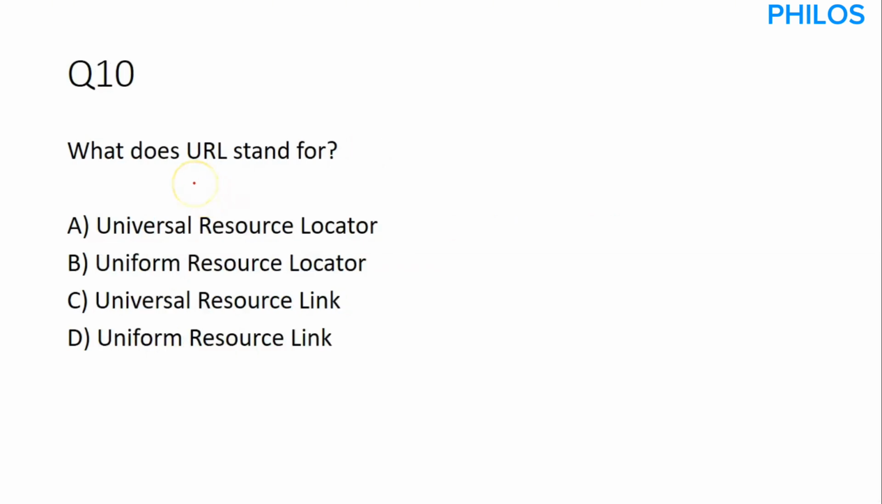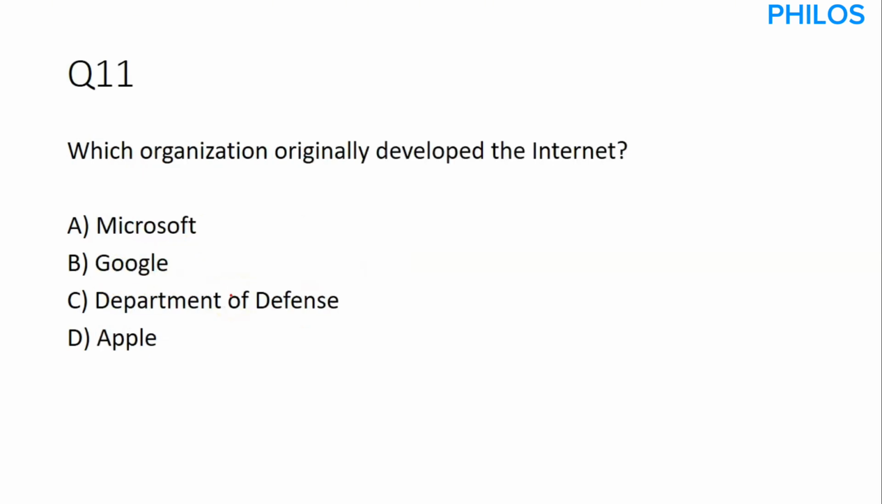Question 10. What does URL stand for? Now, URL stands for Uniform Resource Locator. Please be very careful. Not Uniform Resource Link. Rather, Uniform Resource Locator. And also not Universal. Uniform. Okay. Uniform Resource Locator. So let's proceed to the next question.